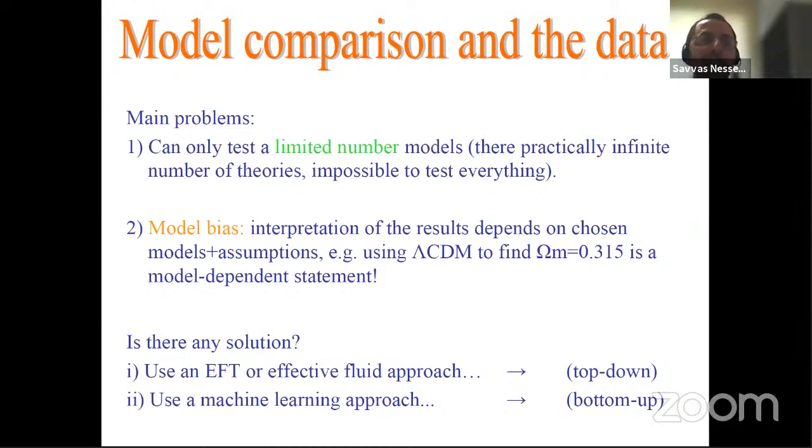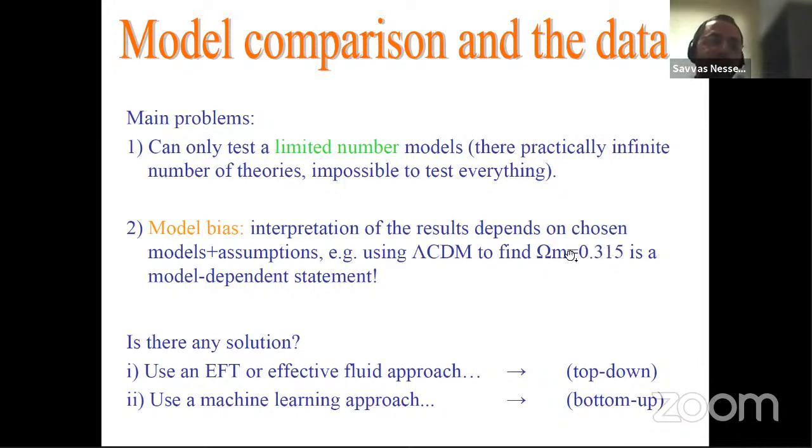Okay. And another issue, which is quite important in my opinion, is that we can have model bias. So the interpretation of the results can depend on the model that we assume. For example, if we use the lambda CDM model and we find that omega matter is 0.315, this is actually a model-dependent statement. Of course, if we assume that lambda CDM is a good description of nature, then we can make the leap of faith and say, okay, maybe the matter density in the universe is very close to this number, but this might not necessarily be the case.